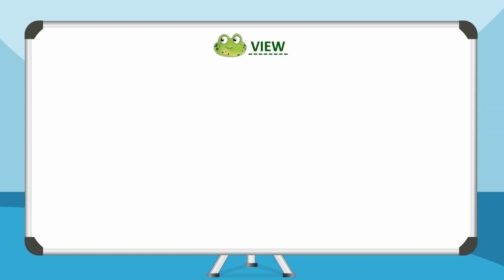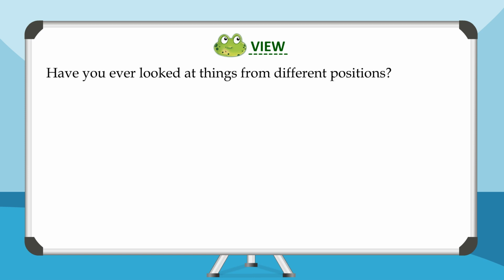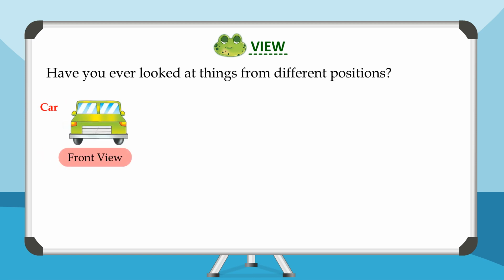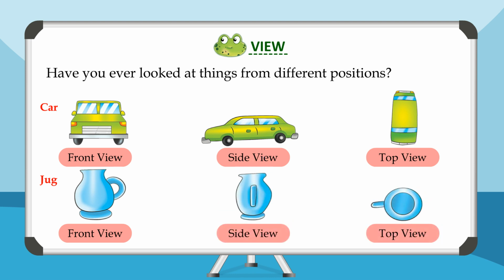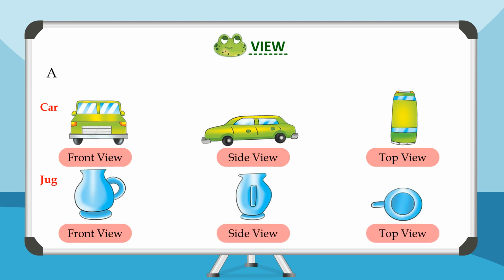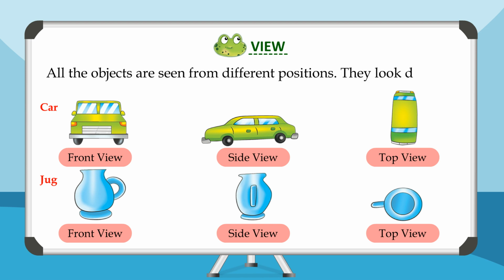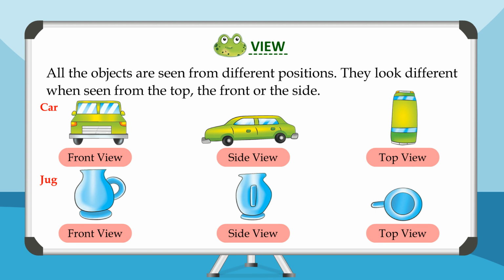View. Have you ever looked at things from different positions? Car: front view, side view, top view. Jug: front view, side view, top view. All the objects are seen from different positions. They look different when seen from the top, the front, or the side.